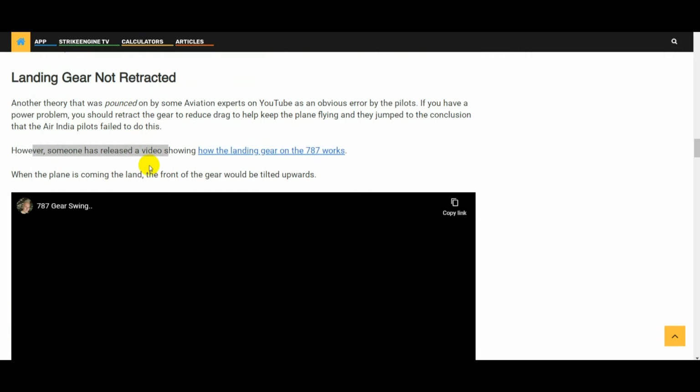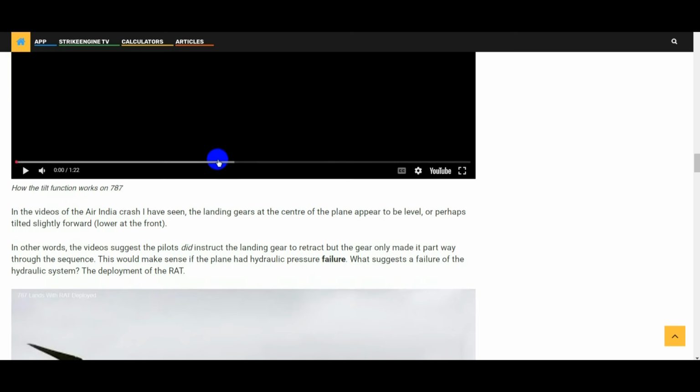Basically, I'll just summarize that in words. You can watch the videos if you want. They're linked to in the article. When the plane is coming to land, the front of the gear, i.e. the wheels towards the front of the plane, they will be tilted upwards.